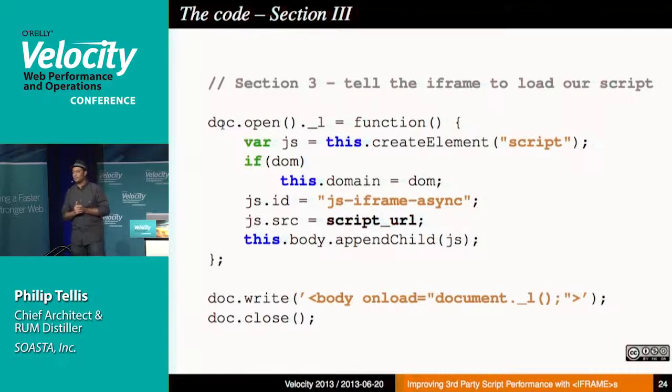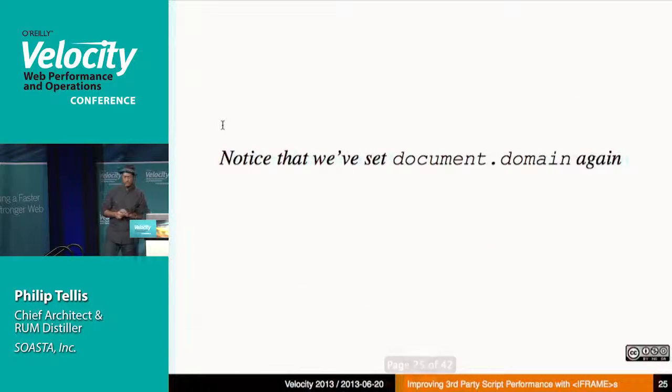script. All right? So if you notice that function up there, it does two things. Create a script that's got the script URL, the third-party script that we want to load up, and set document.domain. So now we have the old familiar pattern of asynchronous dynamic scripts, just loading inside an iframe. All the magic we've done so far is to create an iframe that completes loading before we actually load anything into it. Right? So notice that we set that again.